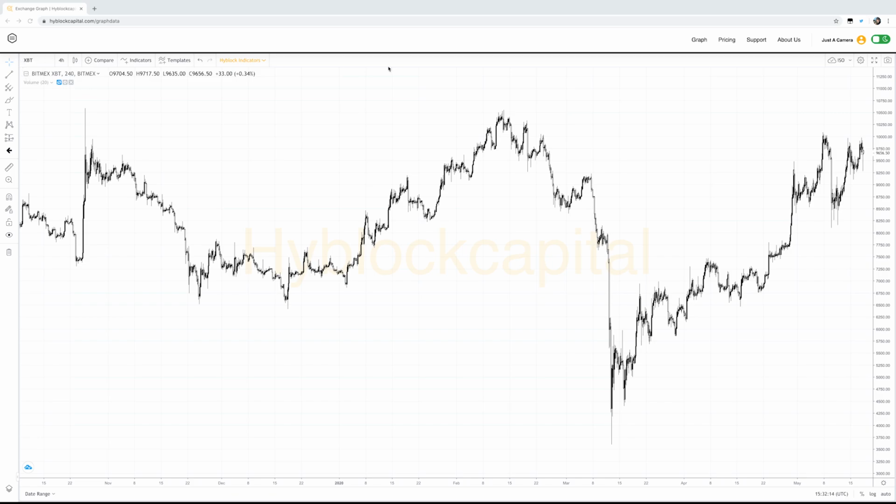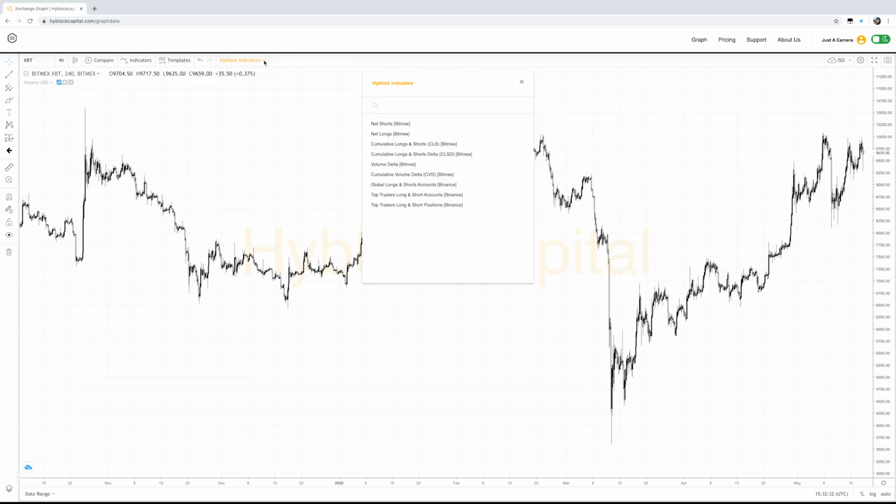So we can see that this is a TradingView integration, and we have our TradingView tools over here. We can choose our time interval, we can choose our financial instrument. We're going to be looking at BitMEX XBT, our perp swap. And we have something over here that says Hyblock Indicators. And if we click on this, we're going to see a unique set of indicators that Hyblock has created.